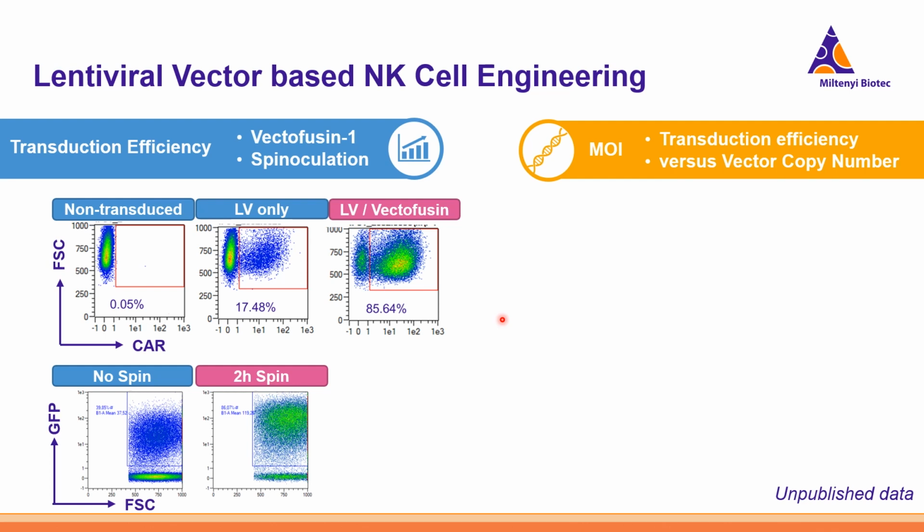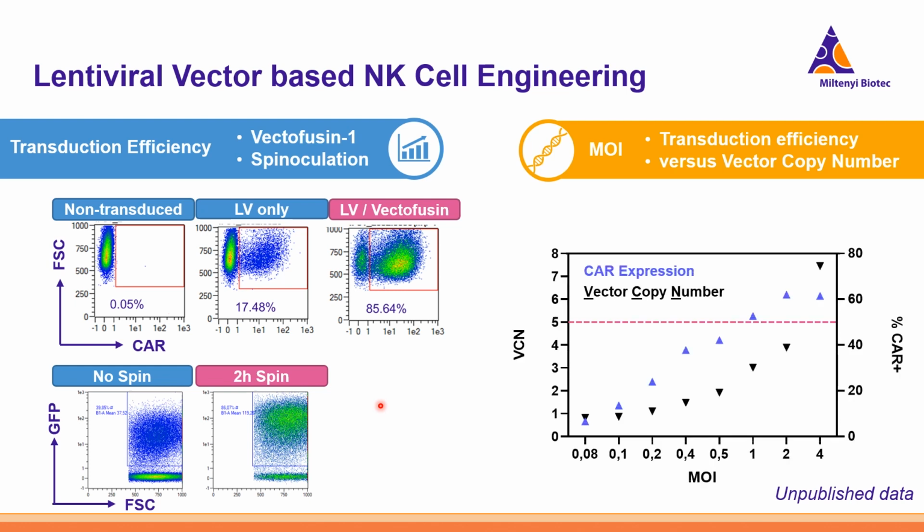Another way of increasing the efficiency of the transduction is to add a step of spinoculation. And this can be nicely done in the Prodigy in our closed system because our cultivation chamber is also a centrifuge at the same time.